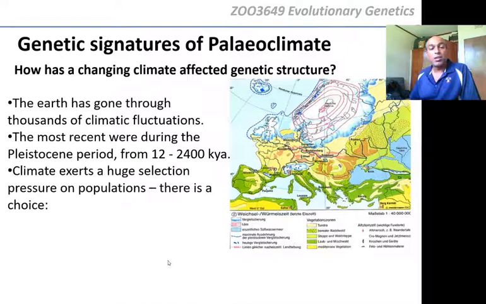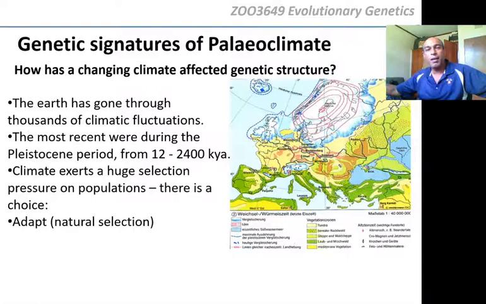Okay? And so what happens is that the climate induces a massive selection pressure, as I've said. Because areas that were forested get smaller and fragmented, areas that were grassland become bigger, and when the climate changes and becomes warmer, what happens? Then the opposite happens. The grasslands get smaller and the forests get bigger.